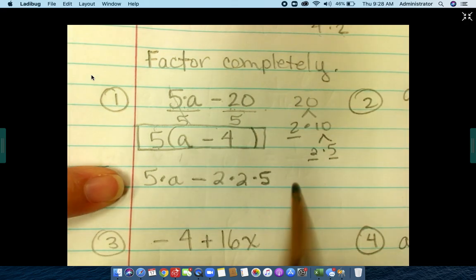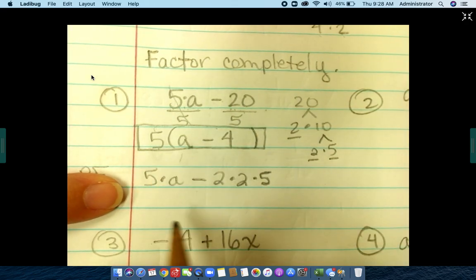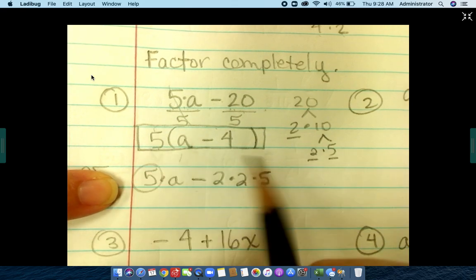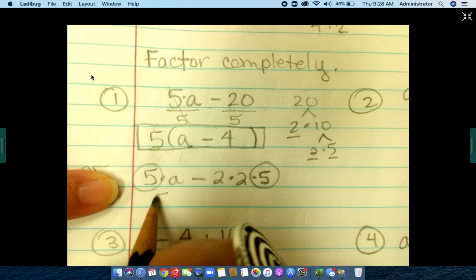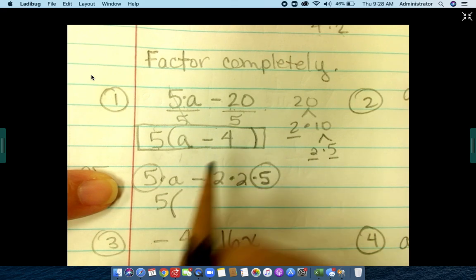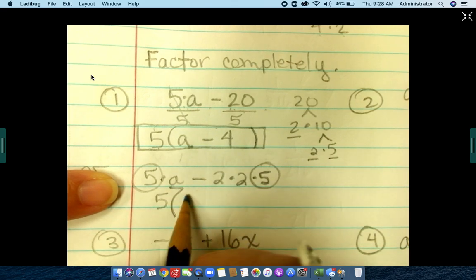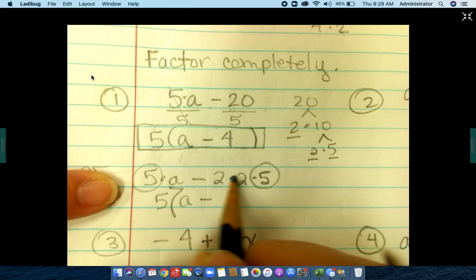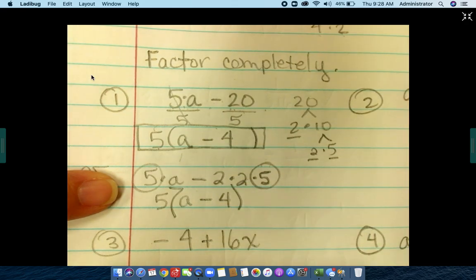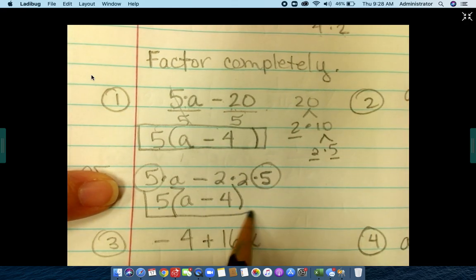So while it might be longer to do for each problem, it's kind of a surefire way to get it correct, because if you circle what they have in common and put that on the outside, then start off with parentheses, and all you have to do is list what's next. 2 times 2 is 4.